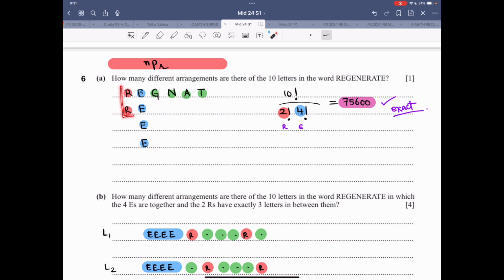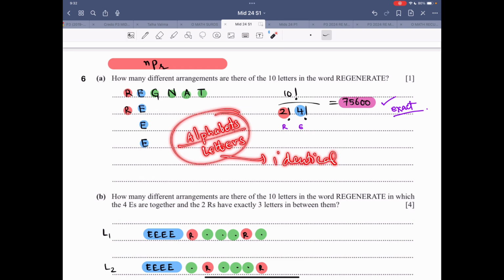I have highlighted the R's with the red color, the E's with the blue color, and G, N, A, T, one category in green color. First thing, 10 letters, they can be arranged in 10 factorial ways. But there are identical objects. Alphabets, also known as letters, are considered identical in the same manner as digits are considered identical. Anything else, they will mention it.